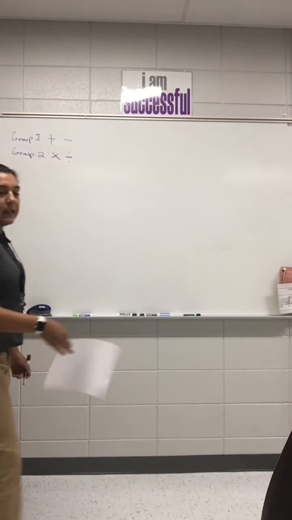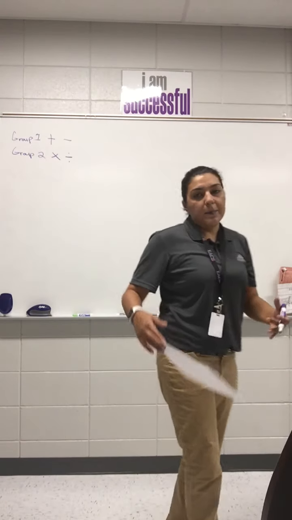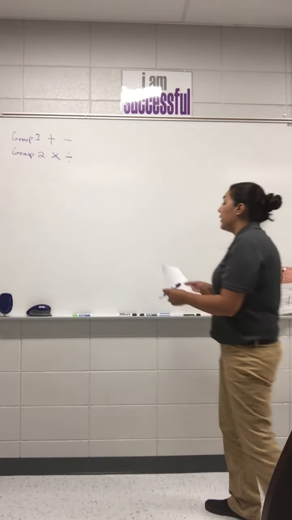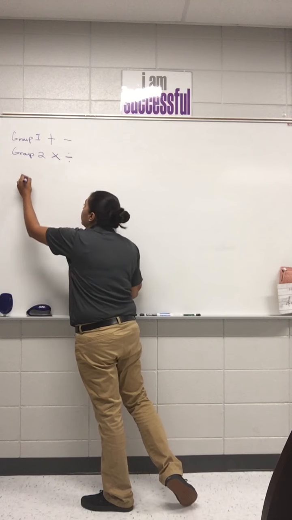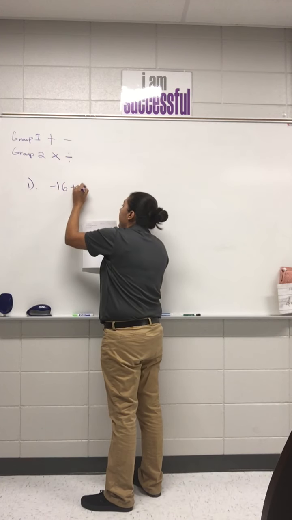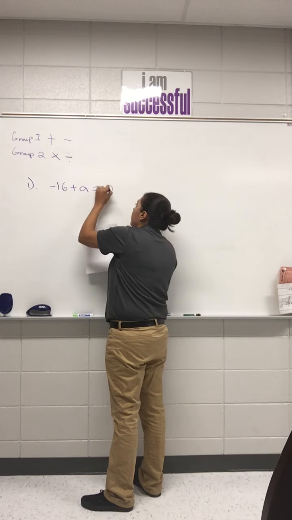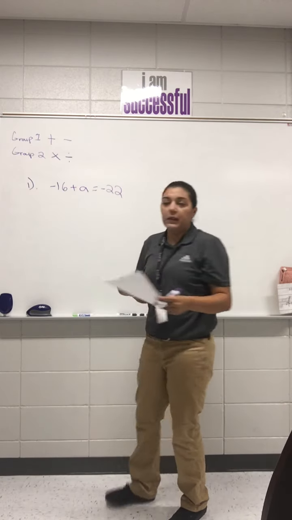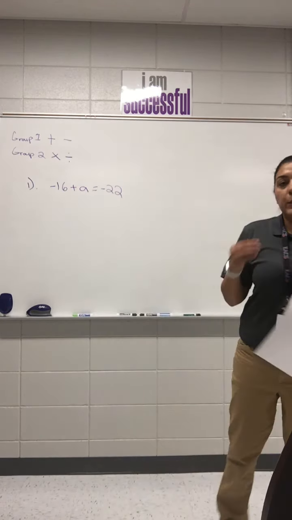Okay, they say like opposites attract. They're opposites and they always stick together. So if we look at number 1, we got negative 16 plus a equals negative 22. On all of these, we're trying to get the variable by itself.